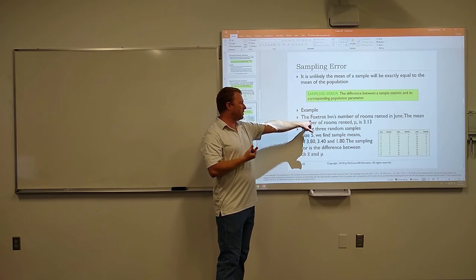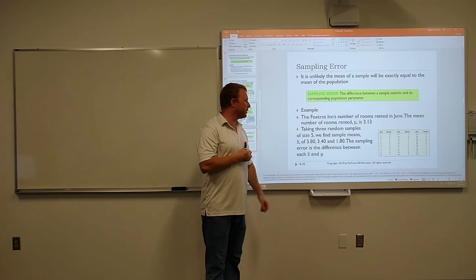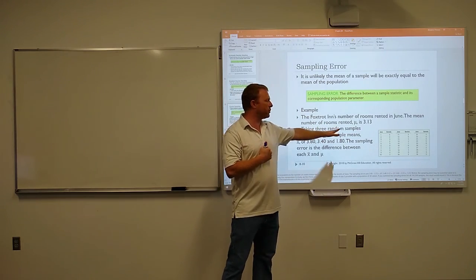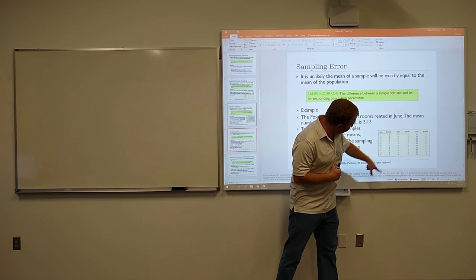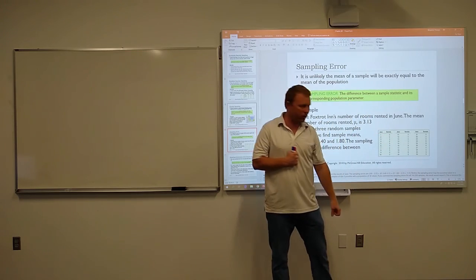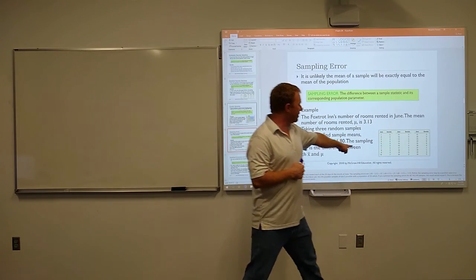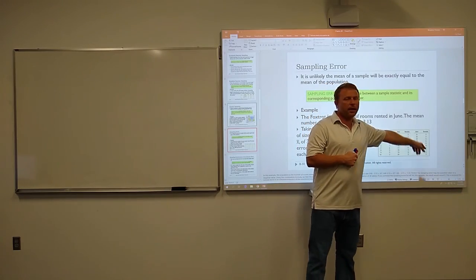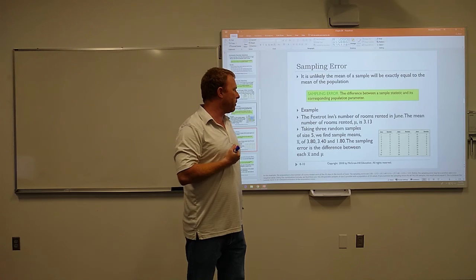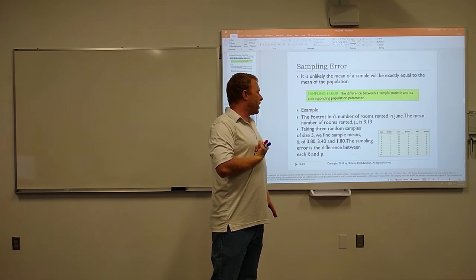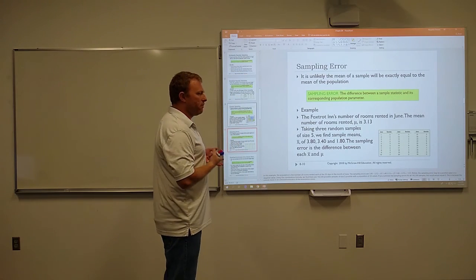The Foxtrot Inn's number of rooms rented in June. The mean number of rooms rented is 3.13. So we have June 1st through the 10th, 11th through the 20th, 21st through the 30th right here, and it has the number of rooms rented. Okay, again, you're going to have to pull this chart up. I know it's a little bit small on the video, probably for you, but you'll have the slides. So just pull it up and follow along.